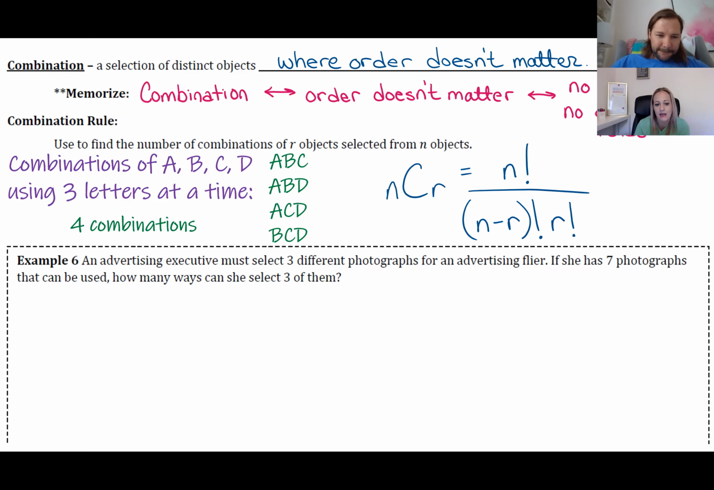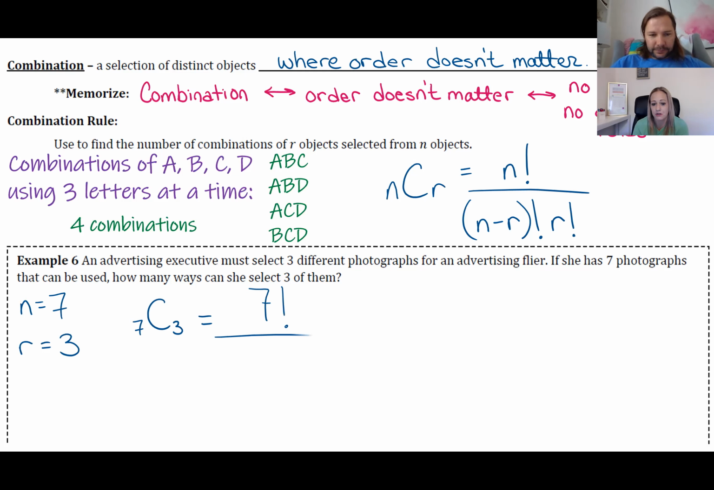So example 6 says that an advertising executive must select 3 different photographs for an advertising flyer. If she has 7 photographs that can be used, how many ways can she select 3 of them? There's nothing in that question to indicate that the order she's selecting the photographs in matters. Since the order doesn't matter, that tells us this is a combination. The N is always the larger number, the total number of things you're selecting from. So there's 7 total photographs, and she wants to pick 3 of them at a time. So R is going to be 3.